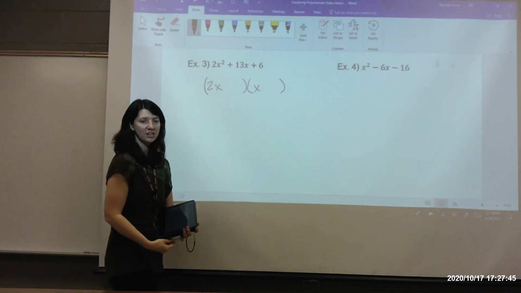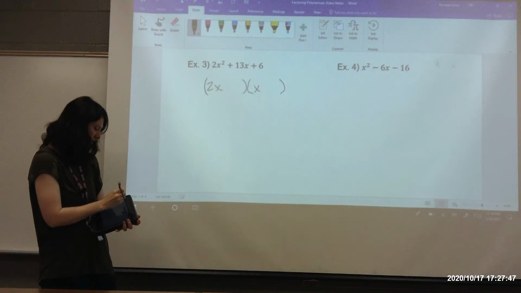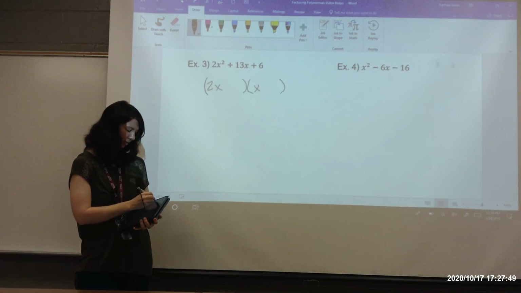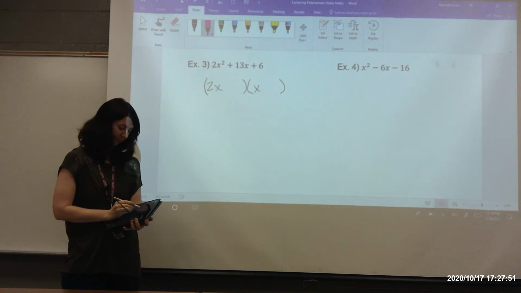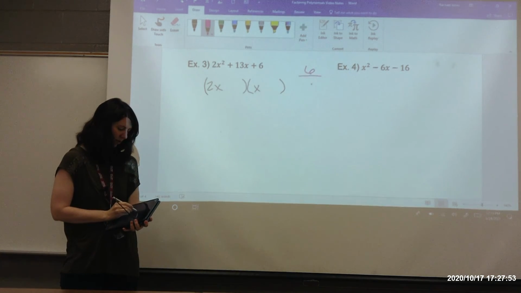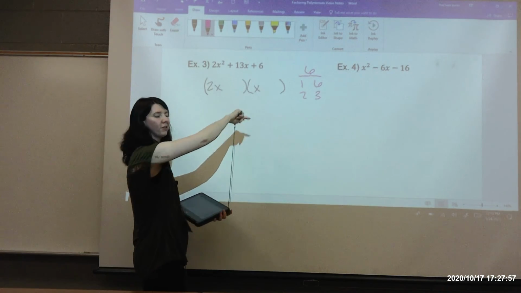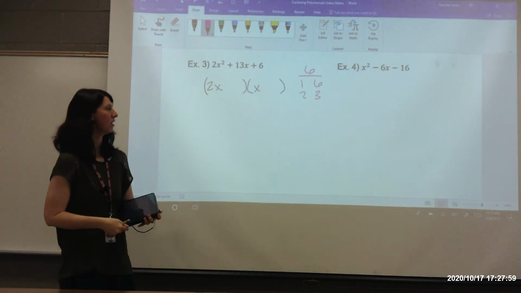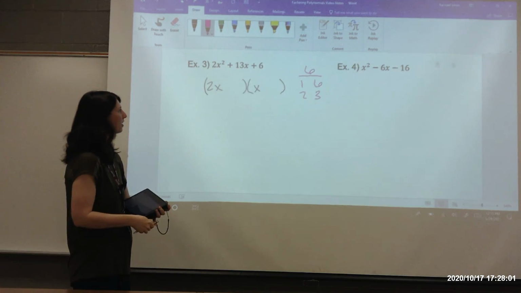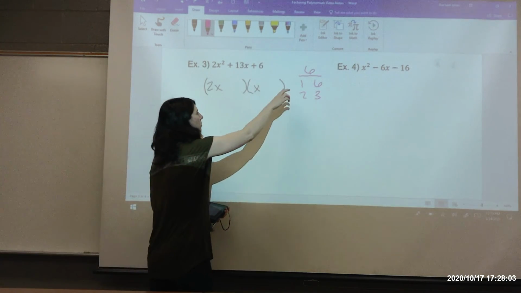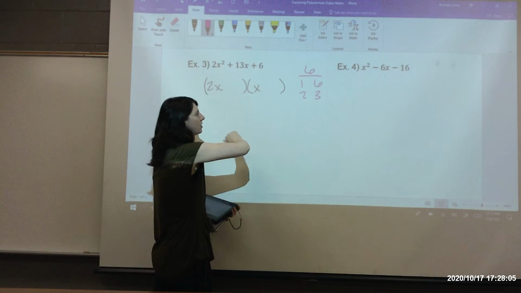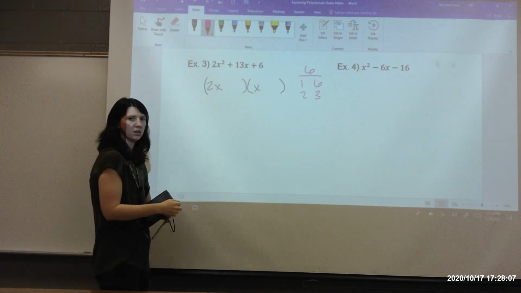Now look at your 6. You need to list your factors of your 6. So what are factors of 6? 1 and 6, and 2 and 3. I don't have any negatives, so I'm not even worried about putting anything negative, right? I want it all positive. So now I've got to figure out, will it be 1 and 6 that will get me the 13x, or a 2 and a 3 that will give me the 13x?